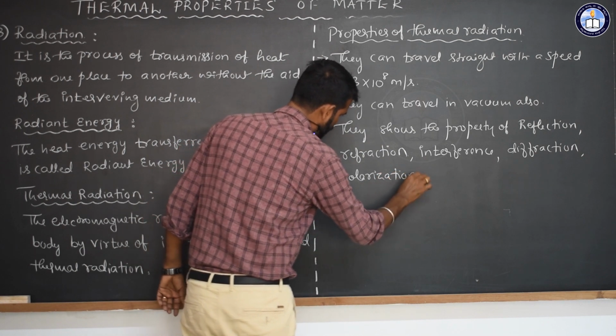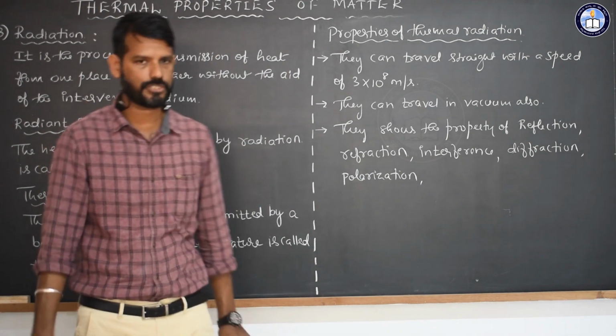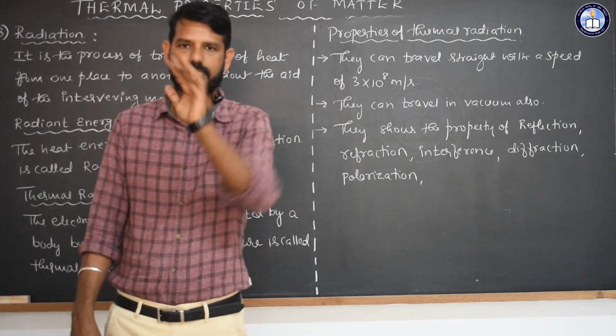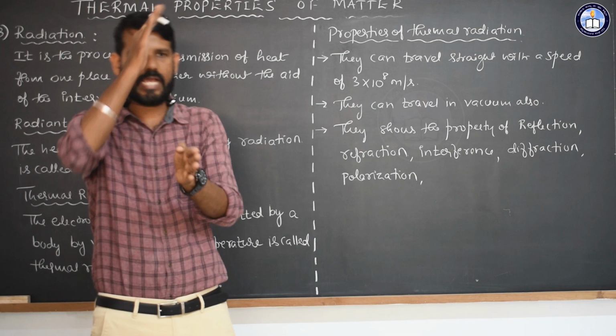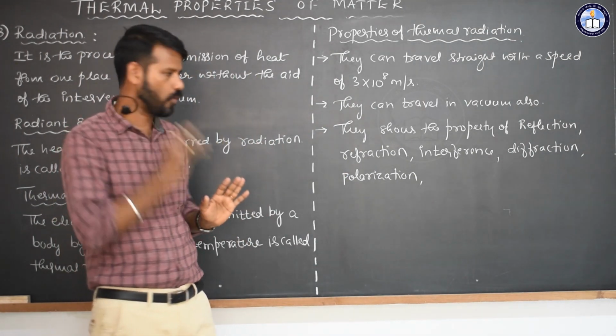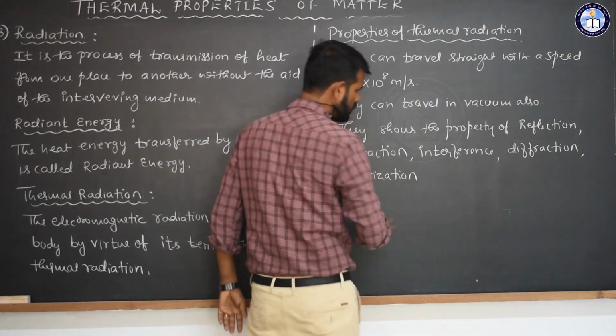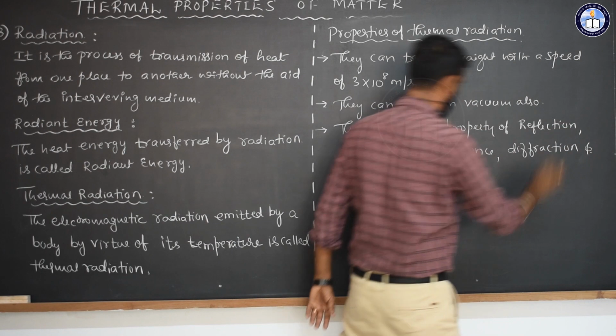Polarization. Normally in all electromagnetic radiation, including this thermal radiation, there are two vibrations, electric and magnetic vibration. We can restrict one vibration. That phenomenon is called polarization. Okay, polarization, etc. Diffraction and polarization.